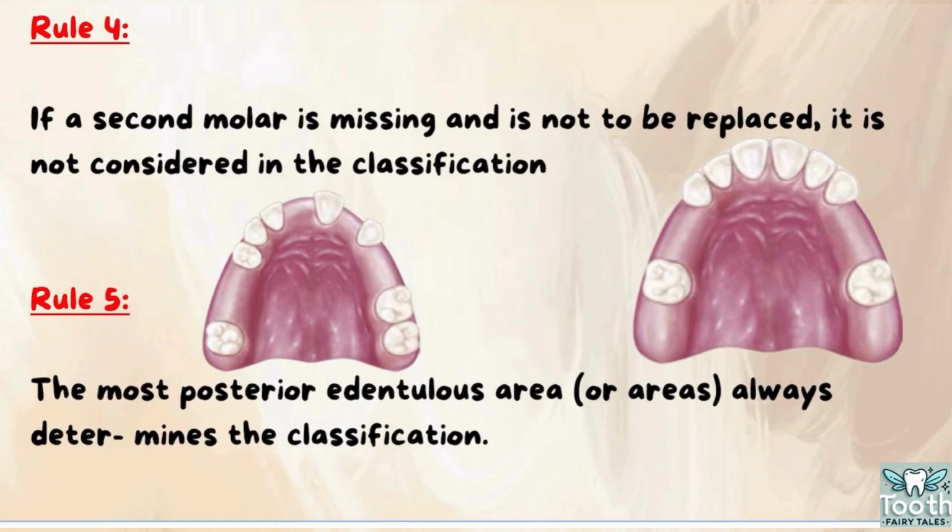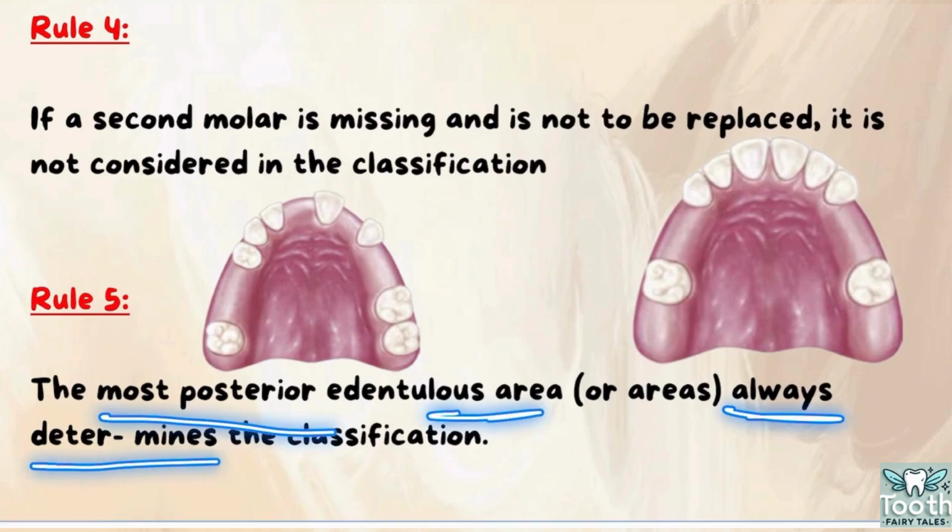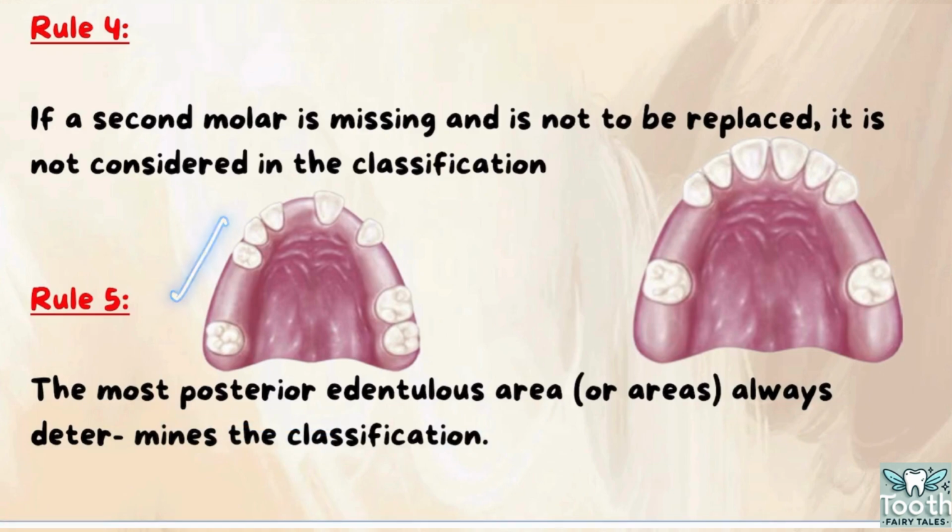And next is rule number 5. The most posterior edentulous area always determines the classification. In this image, this is the most posterior area out of 4 edentulous areas. There are 4 edentulous areas, 1, 2, 3 and 4. So out of all these, this is the most posterior area. So this determines the classification. So it becomes class 3 modification 3.